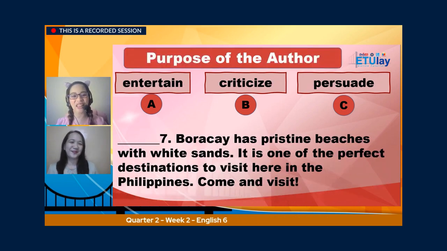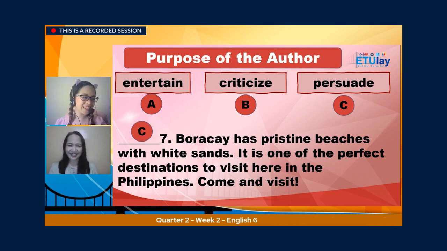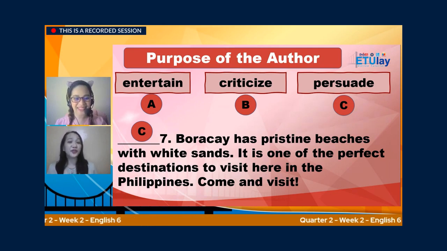That's right. And for this part, this has something to do with the purpose of the author. Number 7, Boracay has pristine beaches with white sands. It is one of the perfect destinations to visit here in the Philippines. Come and visit. Is it entertain, criticize, or persuade? What do you think is the answer, learners? Let us check. Of course, it is letter C, to persuade.